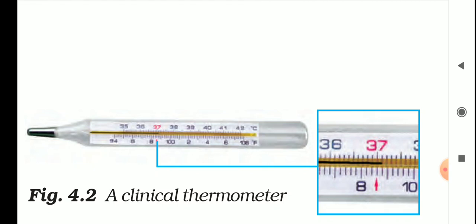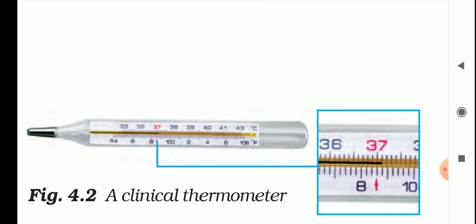Now the scale is shown by zooming in on the image. You can see that here the temperature is about 37.1 degree Celsius. There are small 10 units. You can see there are 10 units between 36 to 37. So you can measure whether the temperature is 37.1 according to the level of mercury that has risen in the thermometer. Very important one. I hope you have all seen a clinical thermometer.